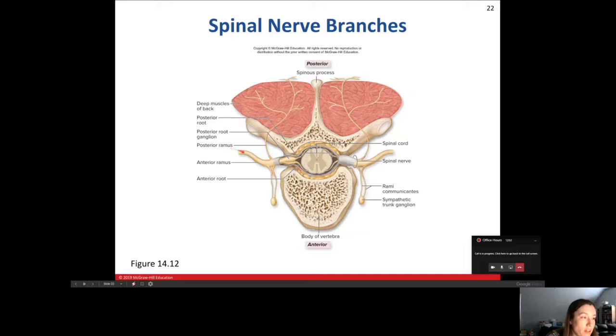So what we're really going to focus on now is this anterior ramus. The anterior ramus is the part that goes on to participate in plexuses and eventually make named nerves. And so we're going to look at the anterior ramuses and what happens to them.